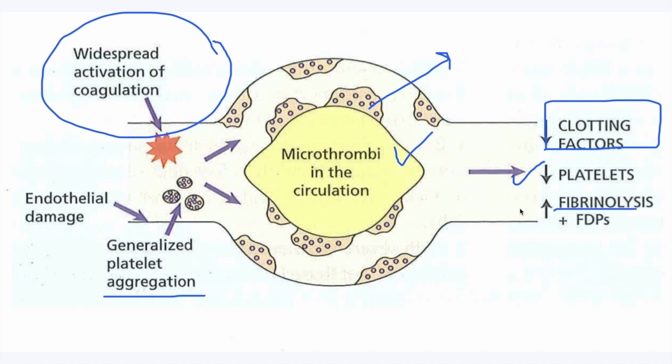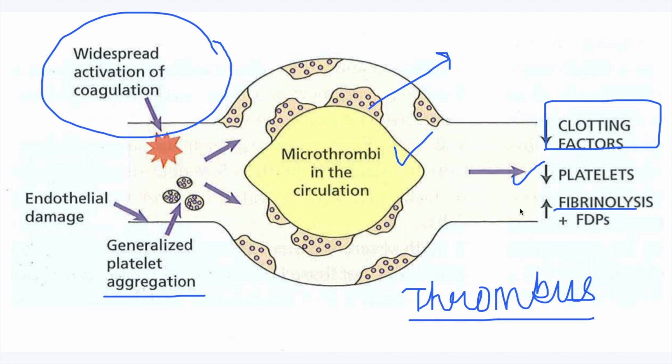We'll understand why fibrinolysis is increasing. In normal hemostasis also, whenever there is formation of a thrombus, the body tries to clear this thrombus by the fibrinolytic pathway. The fibrinolytic pathway is a normal process, but here, because of abnormal formation of microthrombi, there is an increase in fibrinolysis, and the end products of fibrinolysis are fibrin degradation products. So these are increased in case of DIC.